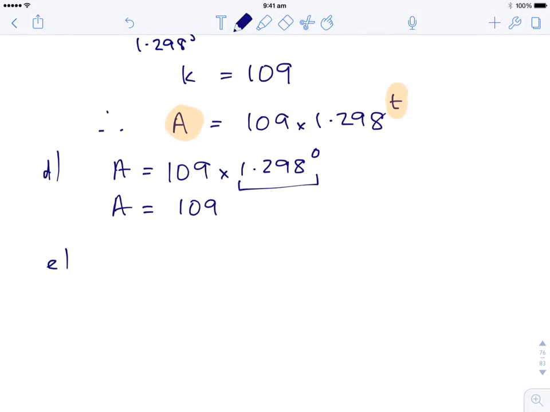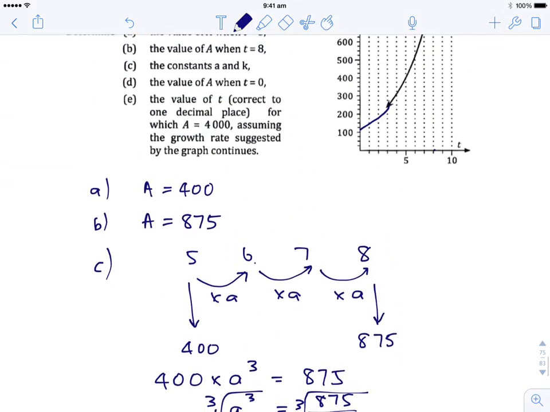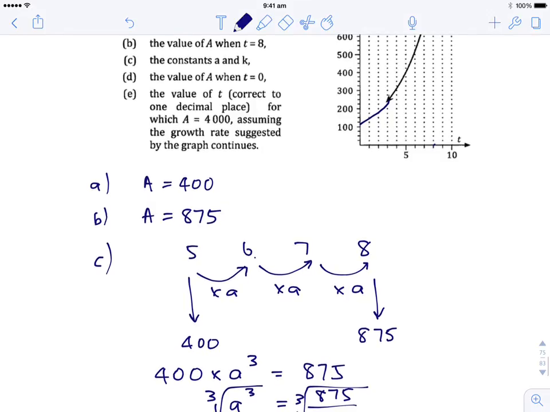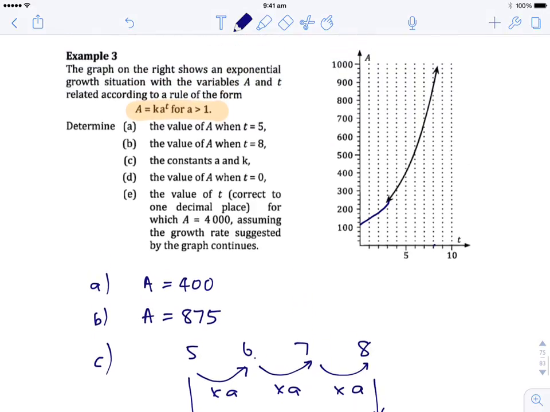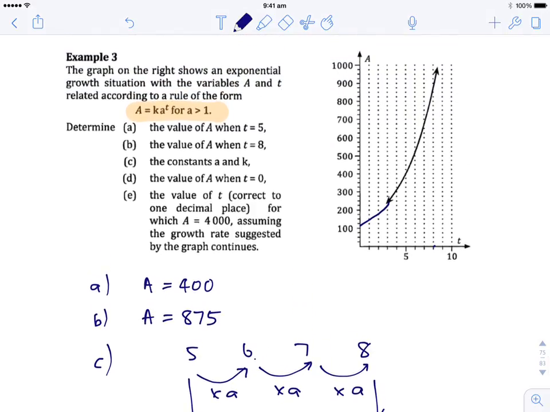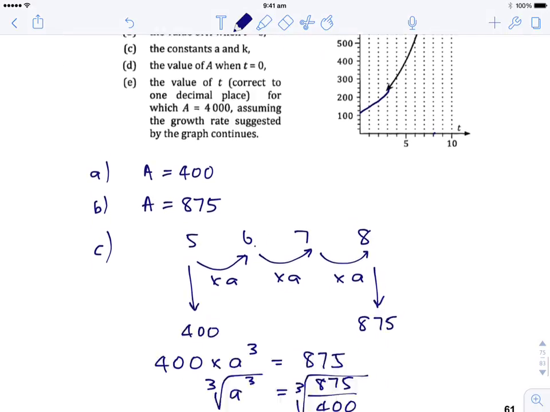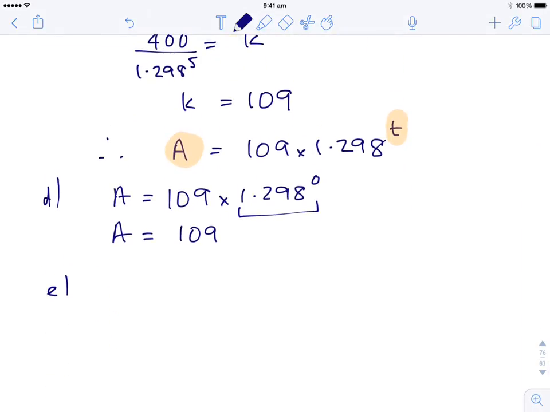Okay, and the last question, nearly there, says the value of t, correct to one decimal place, for which a is equal to 4,000, assuming the growth rate suggested by the graph continues. So we want to know when we're going to get to 4,000. So you can see our graph only goes up to 1,000. So we're solving this equation. 4,000 equals 109 times 1.298 to the power of t.